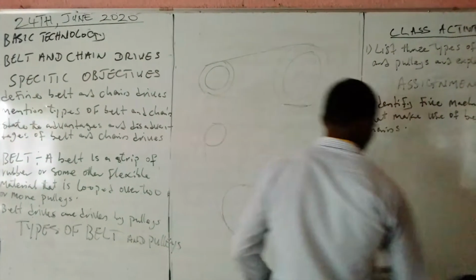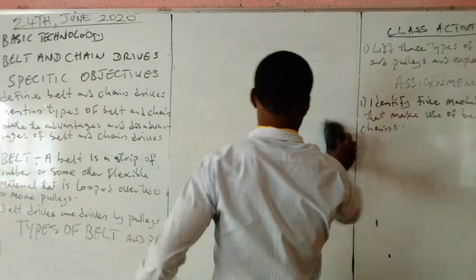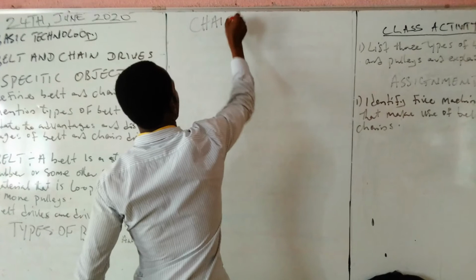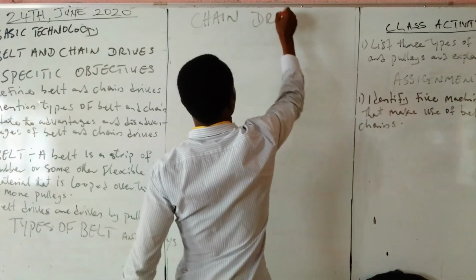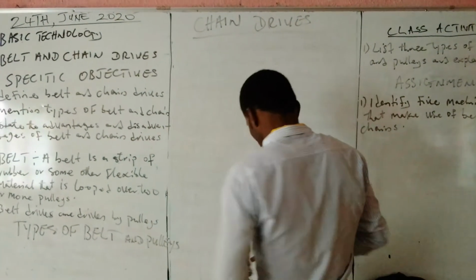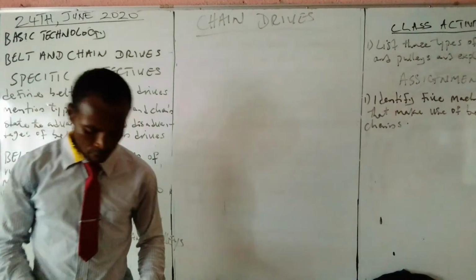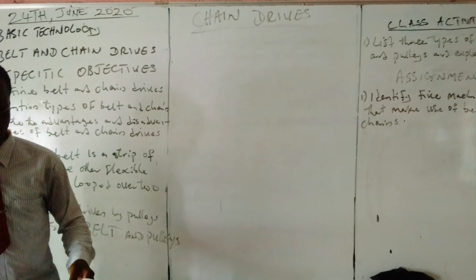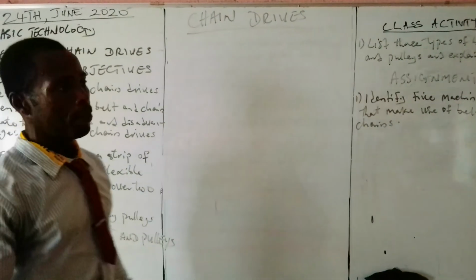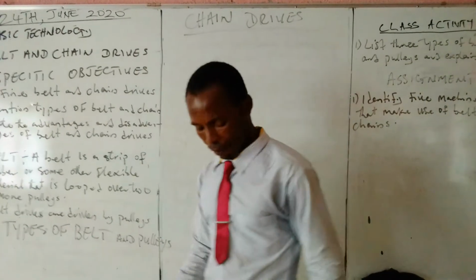Alright, let's go to chain drive. Chain drive is similar to the belt. They are similar and achieve the same purpose, as they are used in the transmission of power. They need to transmit power.